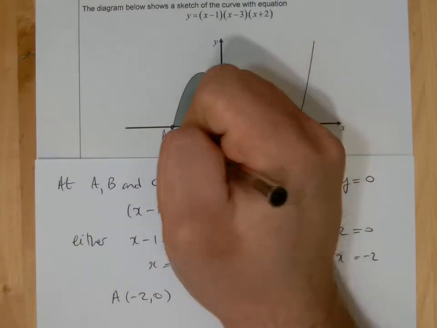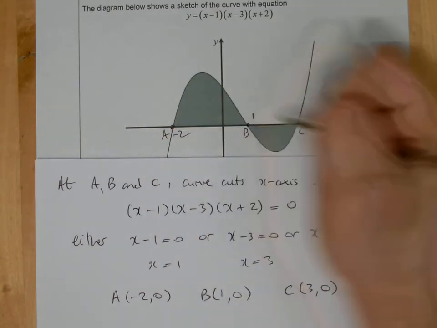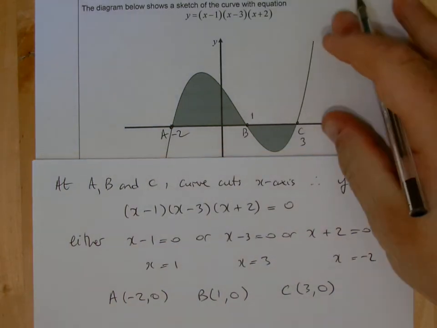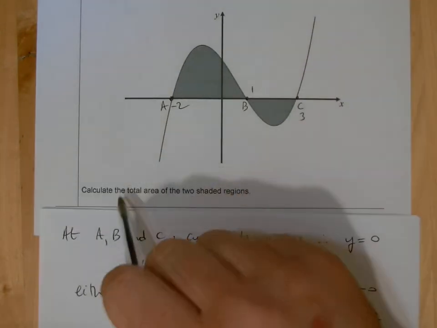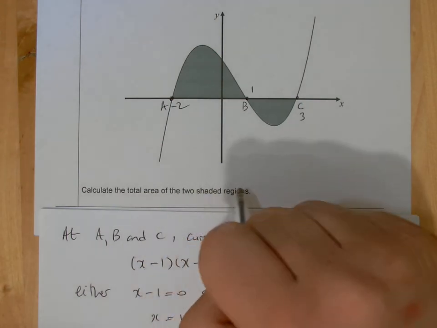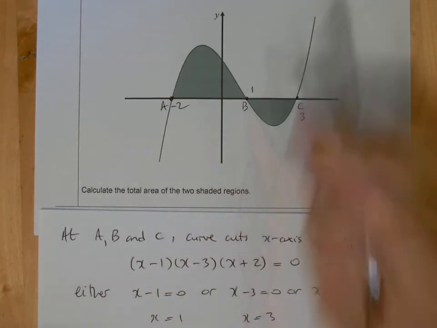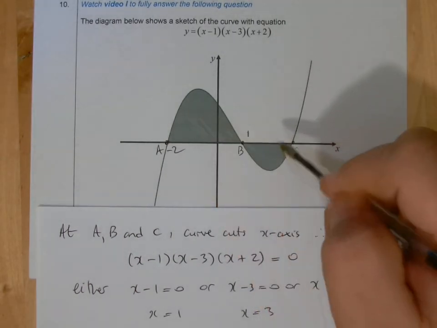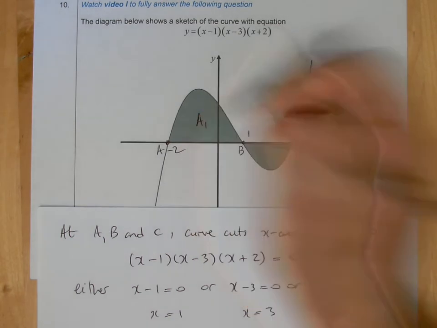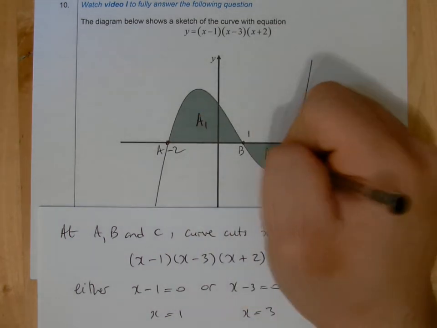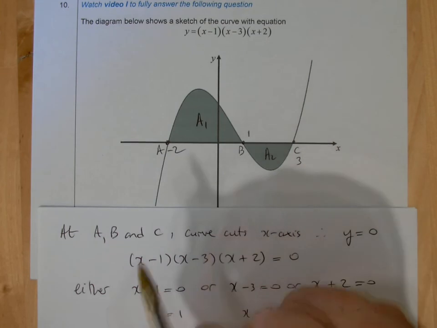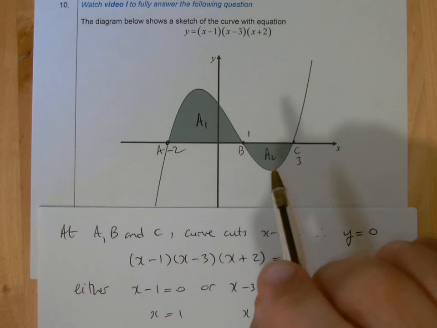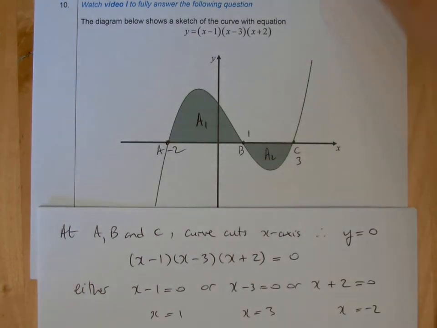So if we know these values, minus 2, 1, 3, we need to go about working out the area using definite integrals. But take note of the question here, it's quite clear. It says calculate the total area of the 2 shaded regions. Think of these as 2 separate regions. So we can call this area 1, A1, and we can call this area 2. We have to do them separately, okay? You cannot do this all in one go, because if you do, it'll go wrong, and you perhaps will see at the end why.